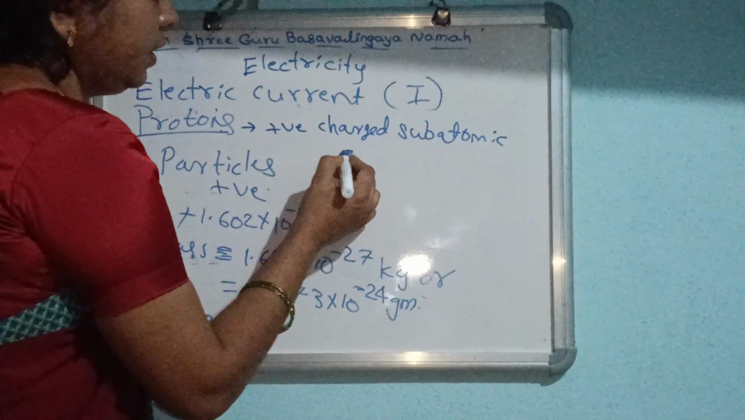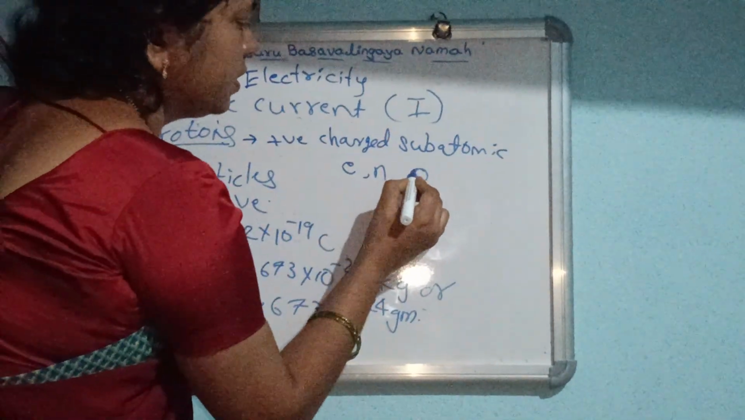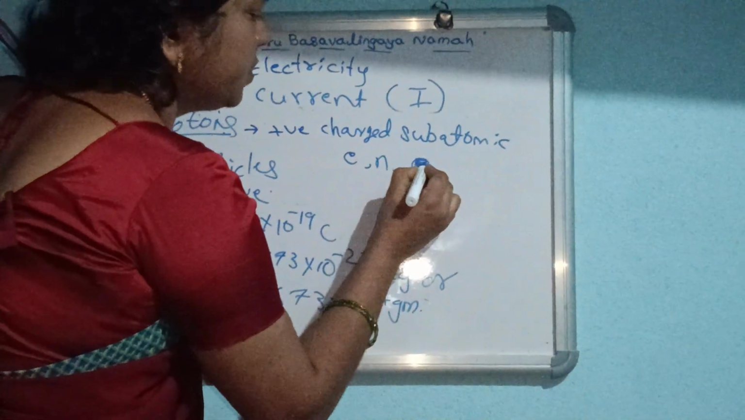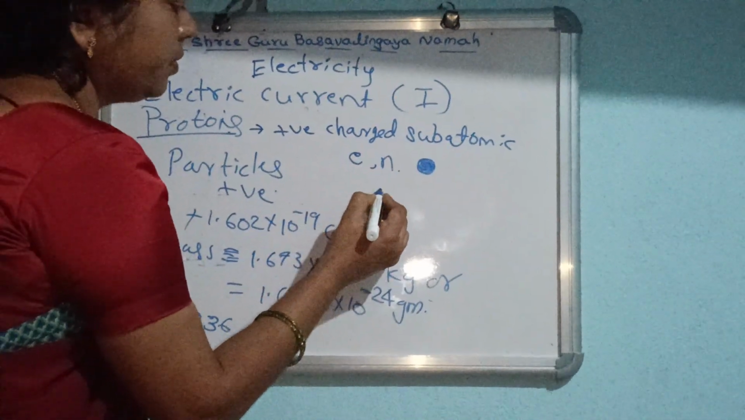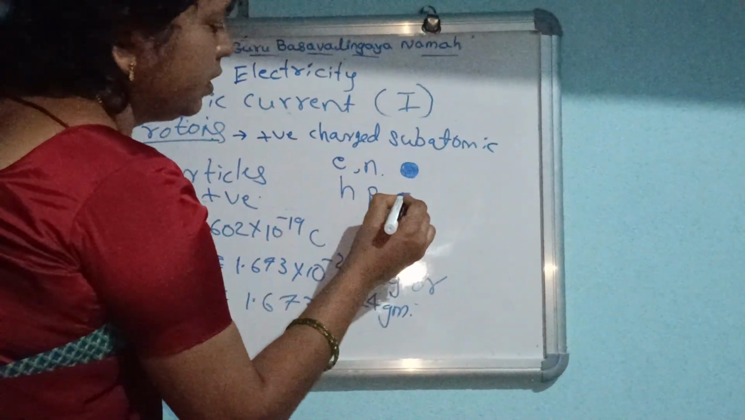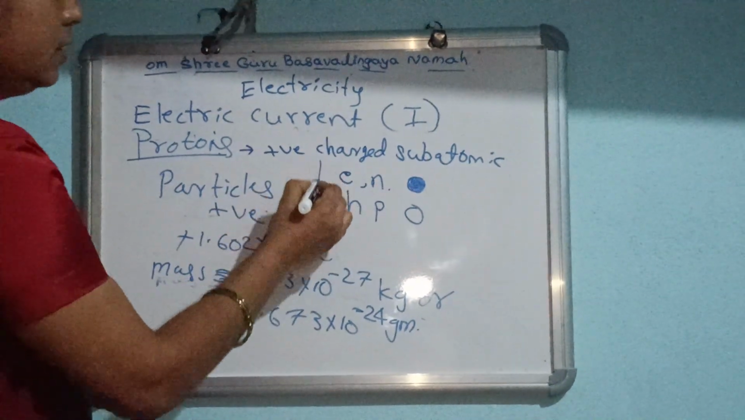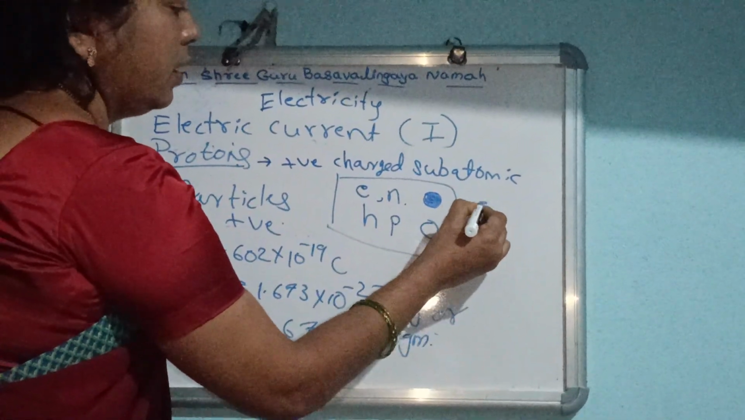Electrons are represented by the letter e or n, with a symbol that is a filled circle, and protons are represented by p, or a hole, an empty circle. These are the differences between electrons and protons.